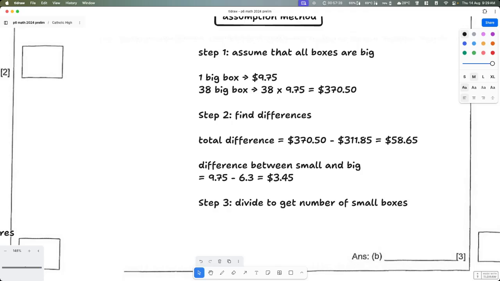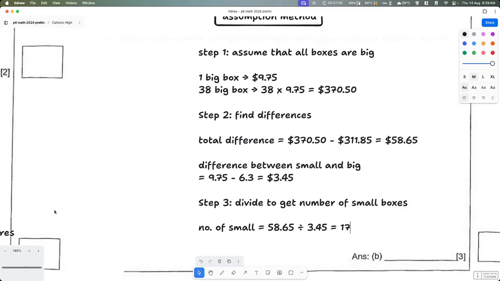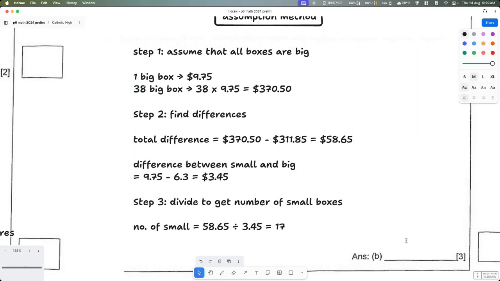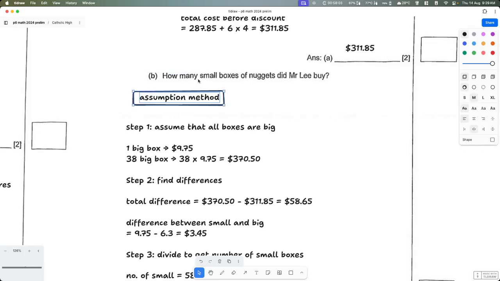So that means the number of small boxes is equal to 58.65 divided by 3.45. So 58.65 divided by 3.45 means the number of small ones is 17. There you go, that's your answer: 17 small boxes. Not 27, sorry. 17 small boxes. Okay, let's move on to the next one.